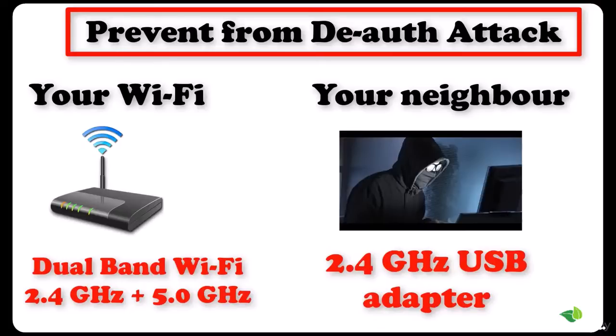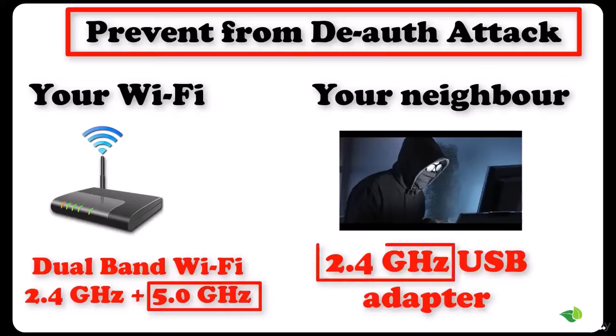It may happen the attacker can have a 2.4 GHz USB adapter, and when he tries to deauthenticate your router, because your router is operating on the 5 GHz frequency, he will not be able to deauthenticate the clients connected to your Wi-Fi router, because the attacker is sending the deauthentication packets to all the routers which support the 2.4 GHz frequency. But since your router is 5 GHz, your router will not be affected by the 2.4 GHz deauthentication attacks. So this was the prevention from the deauthentication attack.